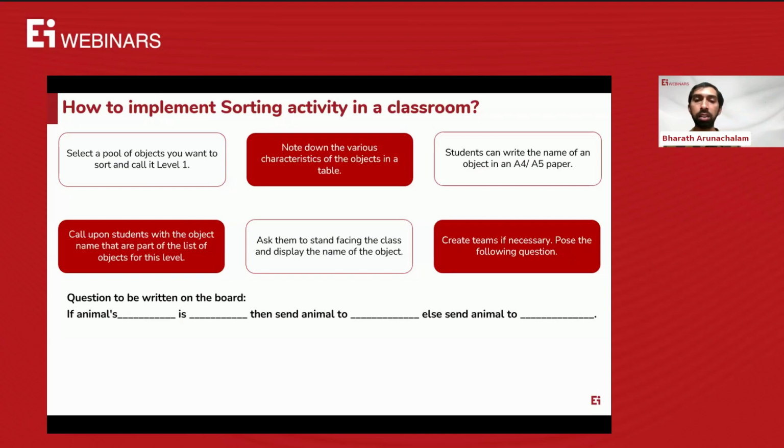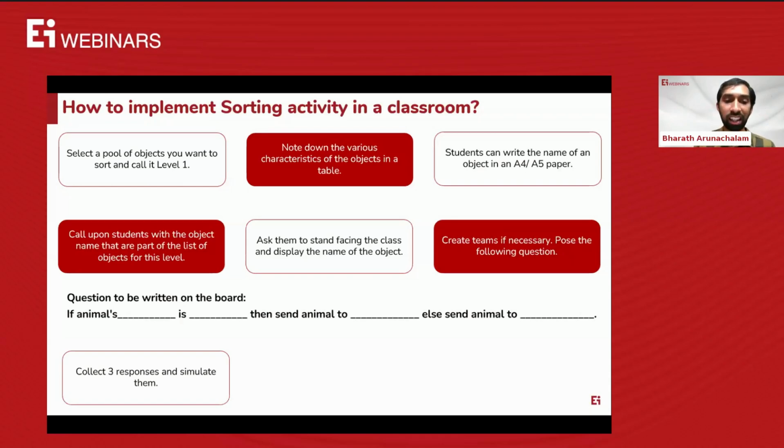So now what we expect the students to do is answer this particular question, wherein they will fill in based on the characteristic of that particular object, and they'll send it to zone 1 or zone 2. So the number of zones can be split based on, say, the right of the board is zone 1, the right of the blackboard is zone 2. As you're conducting the activity, you can assign certain places inside the classroom as zone 1 and zone 2. And once you've collected, say, 3 or 4 responses, what generally happens is there might be wrong answers and there could be right answers as well.